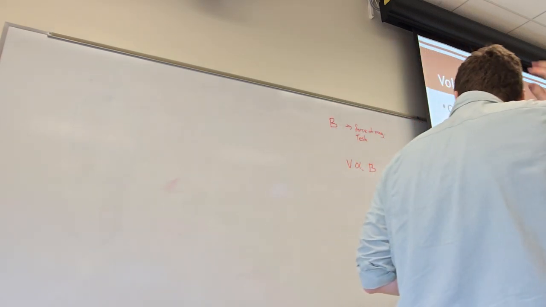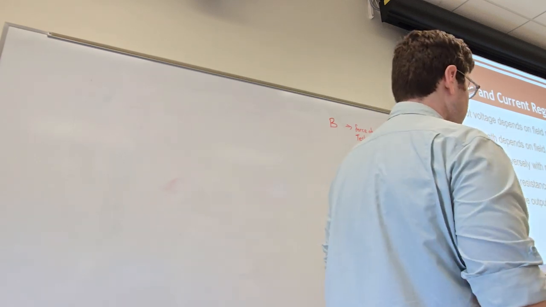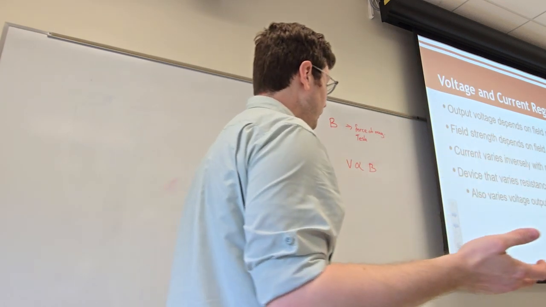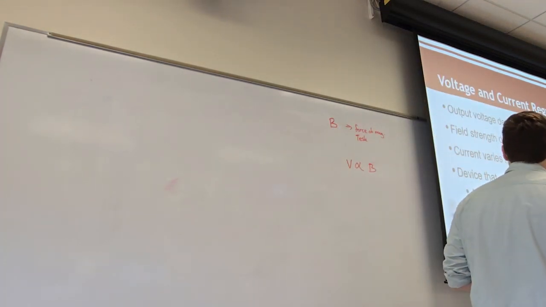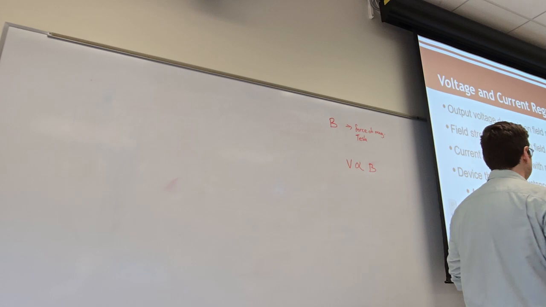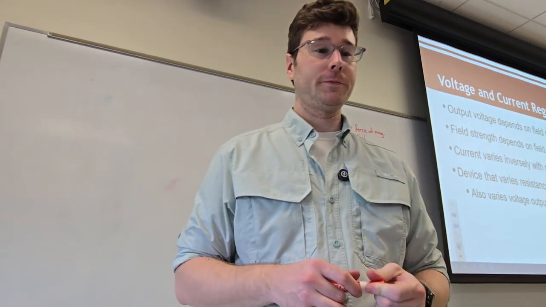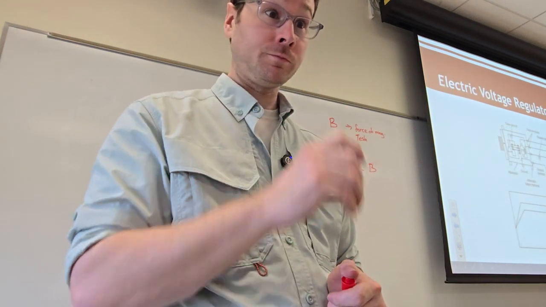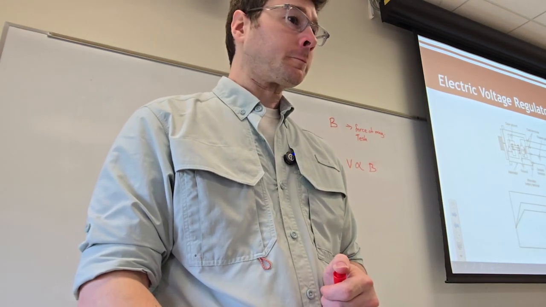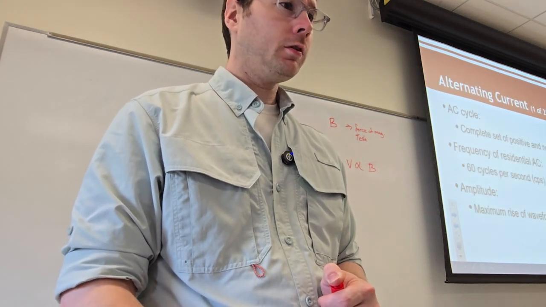Okay, the amount of current that we can get out of the system varies inversely with resistance. That's just Ohm's law. Of course, we already know that. The device that varies with resistance also varies the voltage output of the generator, right? Again, it's just the consequence of Ohm's law. Nothing should be too surprising on this graph. I'm actually going to skip this one.